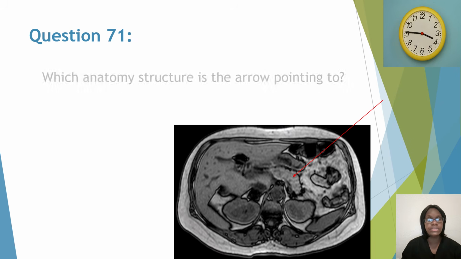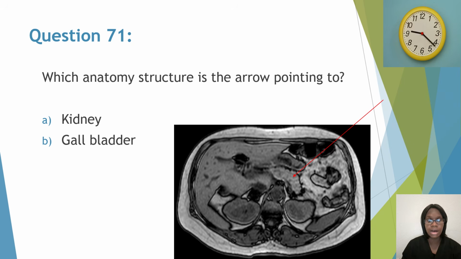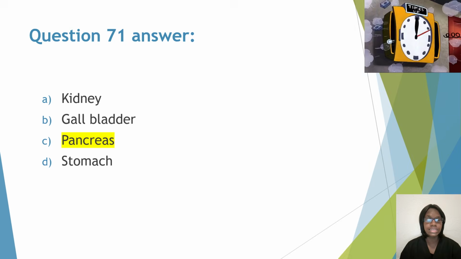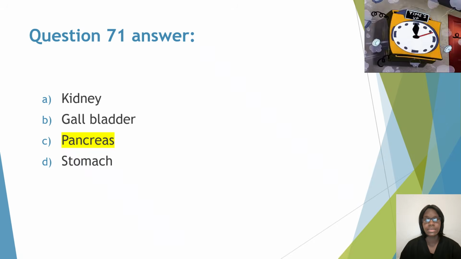Question 71. Which anatomy structure is the arrow pointing to? A, kidney, B, gallbladder, C, pancreas, D, stomach. All right, the correct answer is C, pancreas.